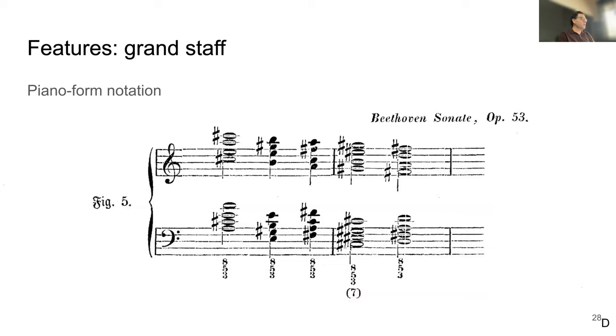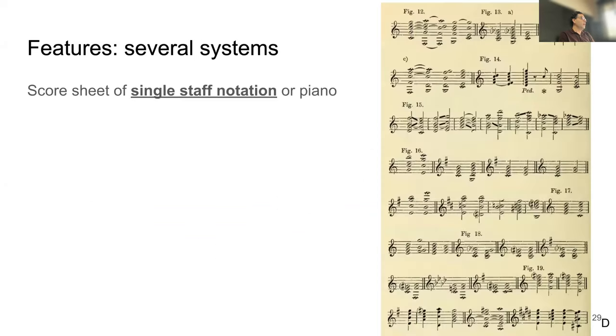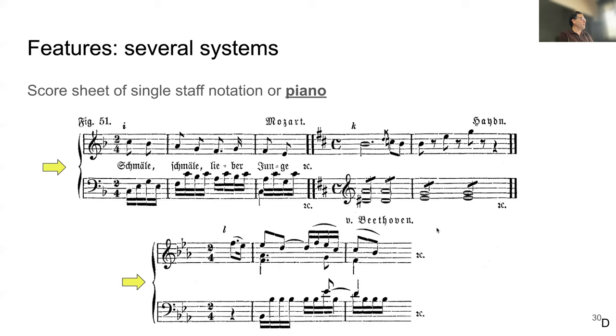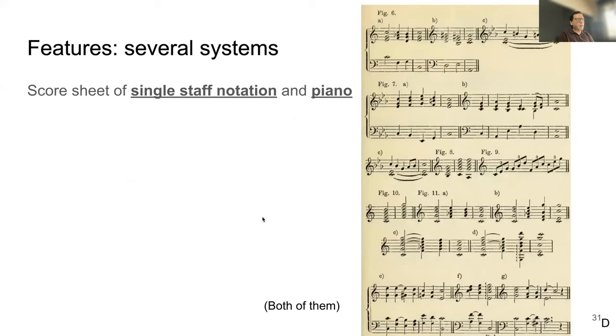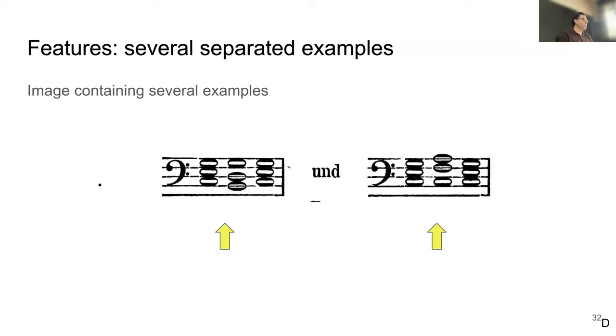The corpus contains many piano form notations, and they can be distributed into a single line or in several systems. Here we have several systems, but we can find also several systems this way. We can find even books that contain piano form, and you can see here, for example, in this line, that it contains not a piano form, but a single state. So we have a mixed kind of contents, no?